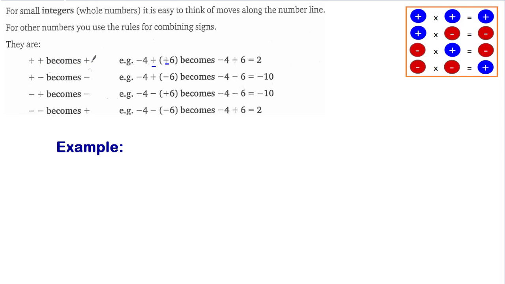Plus and plus becomes plus, so plus and plus we have here, then this minus 4, as you see, always stays the same, plus and plus becomes plus 6. Plus and plus becomes plus. Plus and minus becomes minus, so plus and minus becomes minus 6 here. Minus and plus becomes minus, as you see here, it is minus 6. And minus and minus becomes plus, so minus 6 becomes plus 6. As you see here, we have plus 6.